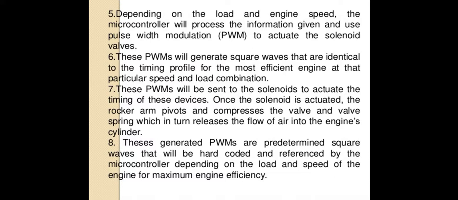This PWM will generate square waves that are identical to the timing profile for the most efficient engine at a particular speed and load combination. This PWM will be sent to the solenoid to actuate the timing of this device. Once the solenoid is actuated, the rocker actuates and compresses the valve and valve spring, which in turn releases the flow of air into the engine cylinder. This generated PWM are predetermined square waves that will be hard-coded and referenced by a microcontroller depending on the load and speed of the engine for maximum engine efficiency.